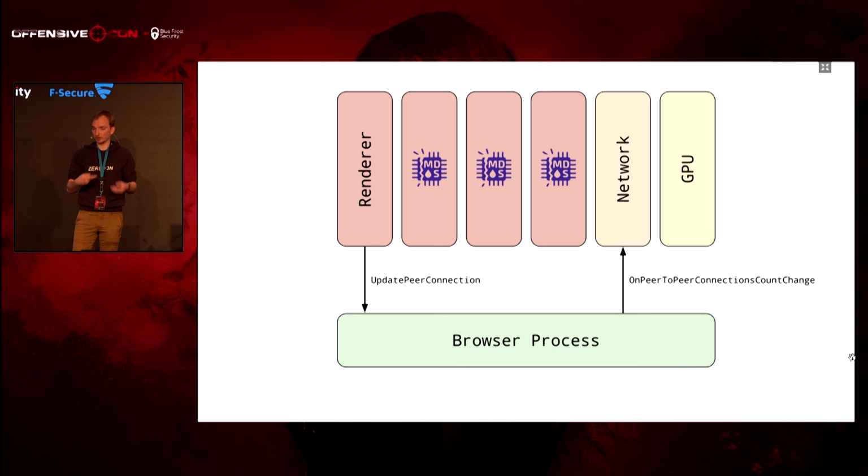So we create a WebRTC connection, and then we have this call, update peer connection, where we can say, well, this one just connected, or this one just disconnected. And every time you send such a message, the browser process will talk to the network process saying, hey, the connection count changed between 0 and 1.